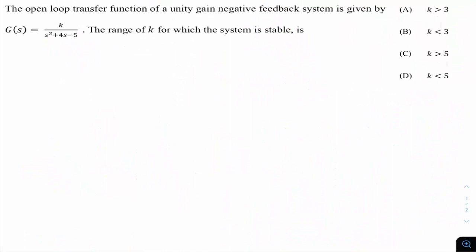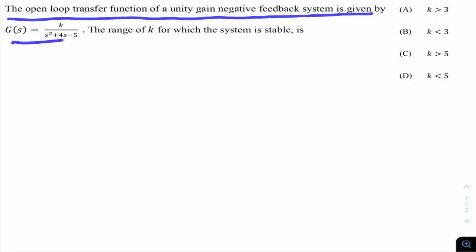This question was asked in GATE 2022 of electrical. This is from the control systems subject and related to the RH criteria concept. The question is: the open loop transfer function of a unity gain negative feedback system is given by G(s). The range of K for which the system is stable is.